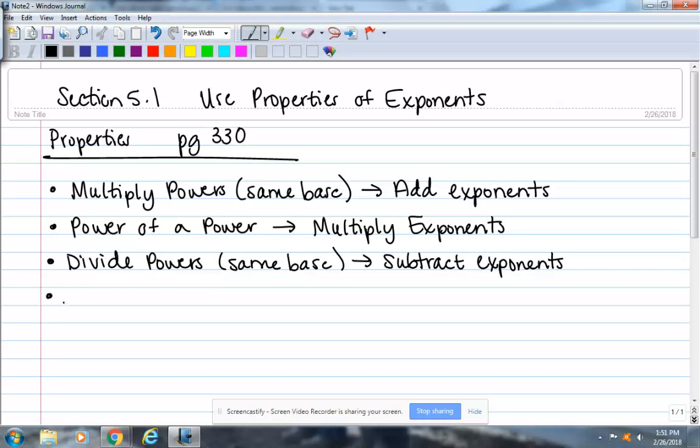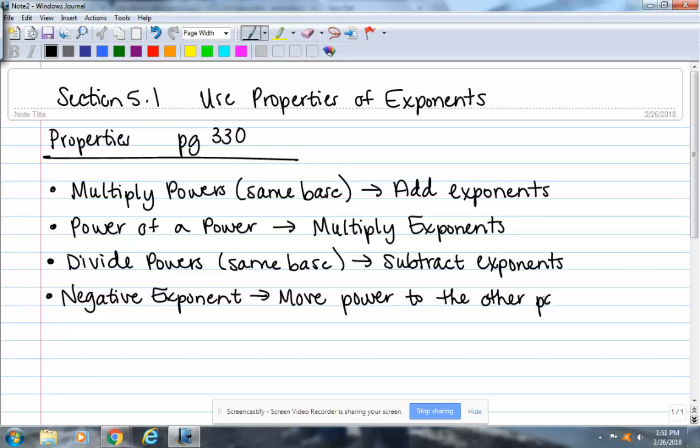If we have a negative exponent, you move the power, the base and the exponent, to the other part of the fraction. So if it's in the numerator, move it to the denominator. If it's in the denominator, move it to the numerator.